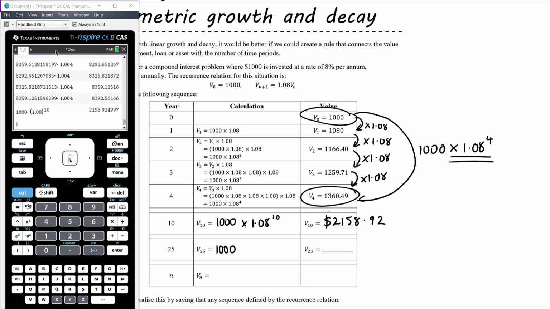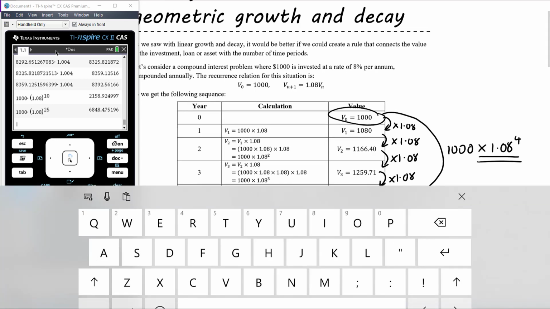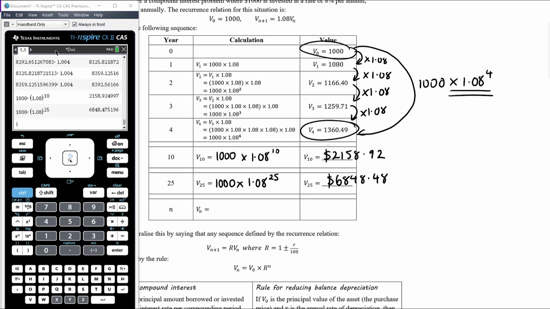value after 25 years, it would be the original value, which would have been multiplied by 1.08 25 times. So I can edit my previous calculation here, just change my power from 10 to 25. And so the value of the investment after 25 years would be $6,848.48. So having started with only $1,000, in 25 years you've got almost 7 times that amount. Compound interest really starts to grow quite quickly once you get to biggish values of n.